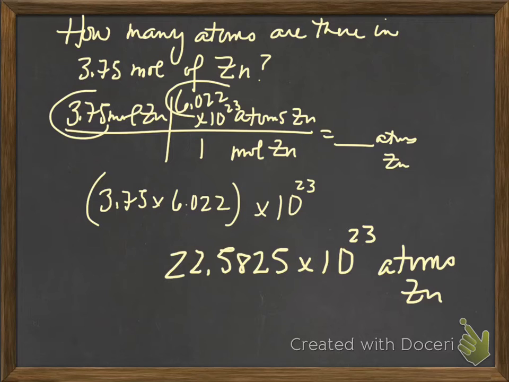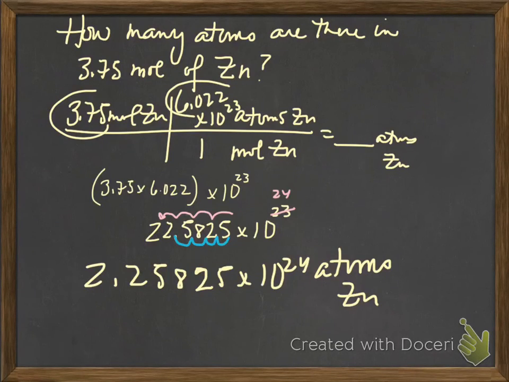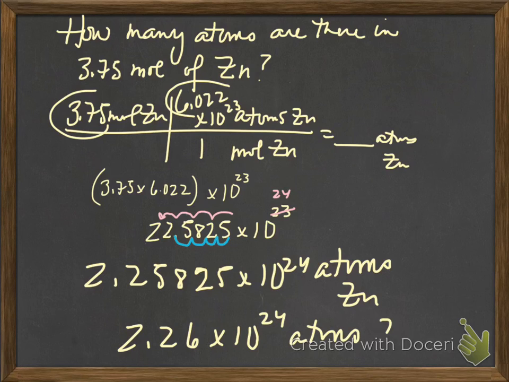We have a problem, however. Aside from doing our sig figs, we're going to have to move that decimal because we can't have 22 point anything times 10 to the 23rd and be in correct scientific notation. Remembering my trick, moving the decimal this way is going to get me an additional number here. So that'll make it to the 24th. Let's rewrite it. We have 2.25, etc., times 10 to the 24th. Of course, we only have 3 sig figs, so this is going to become 2.26 times 10 to the 24th atoms of zinc.